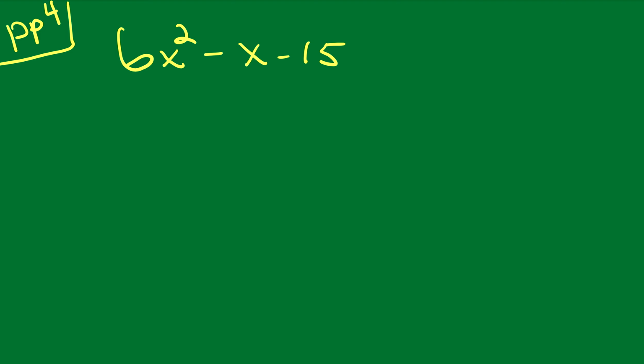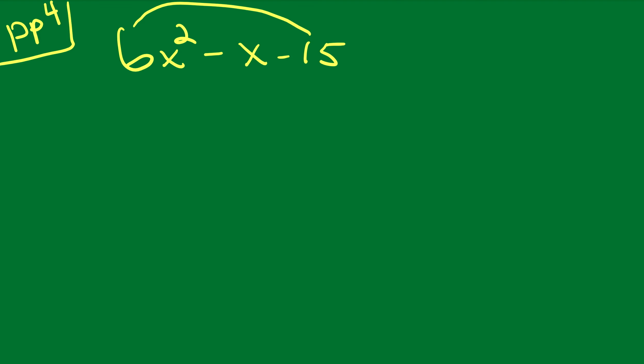All right, check it out here. I've got 6x squared minus x minus 15. I can't take out anything with the 6. So that means it's a trinomial, so that means I've got to do the grouping method. All right, so let's do it.